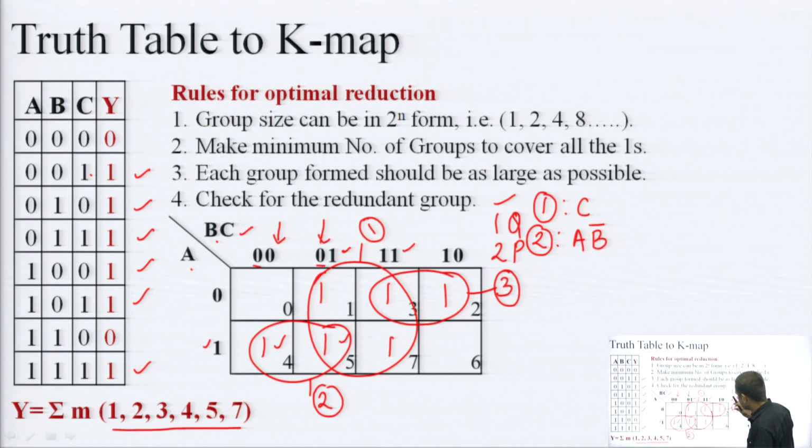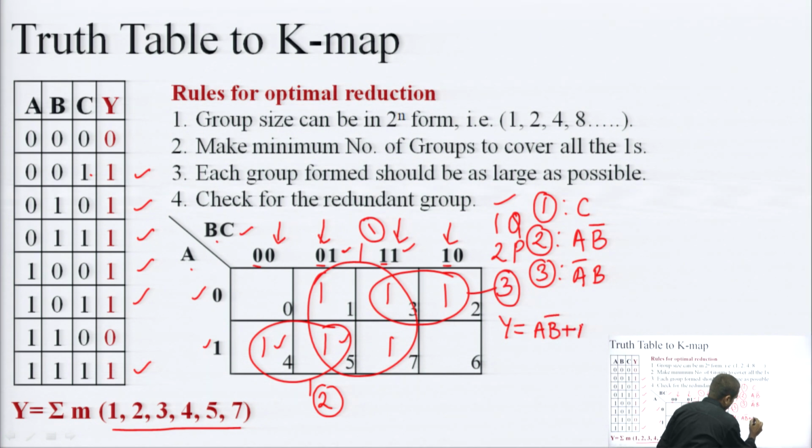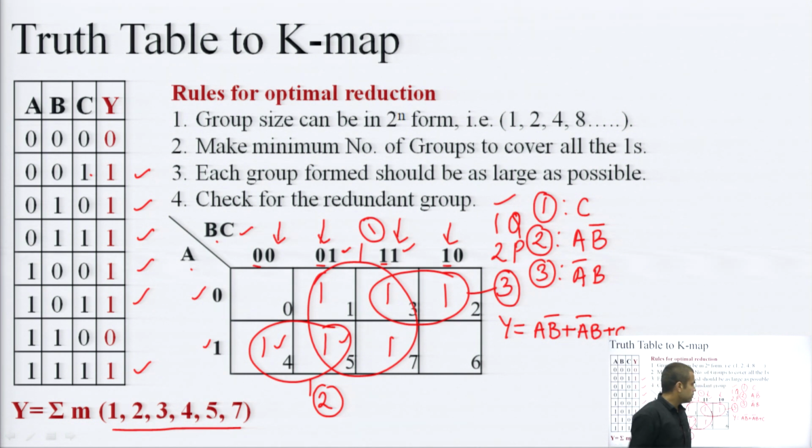Similarly, for this third group, I can see that from the row part I have A equal to 0 as common, that means for this third one I will be having A bar. Similarly, if I check the last two columns associated with this third group, I can see that one is common, the first one corresponds to B, that means A bar B. So, these are the three different separate resultants from these three groups. If I add these together, then I will get the final answer, that means the answer will be y is equal to A B bar plus A bar B plus C. So, this is the final answer.